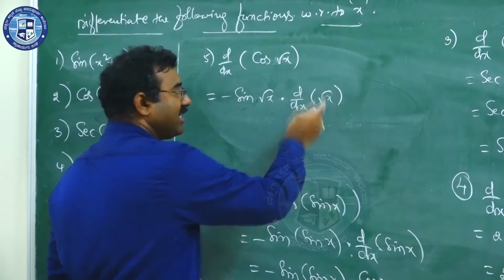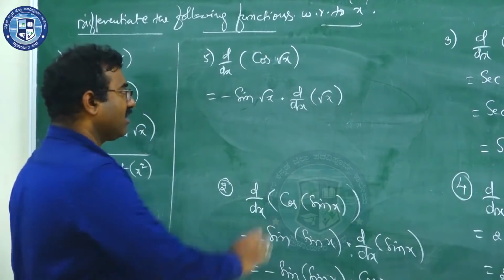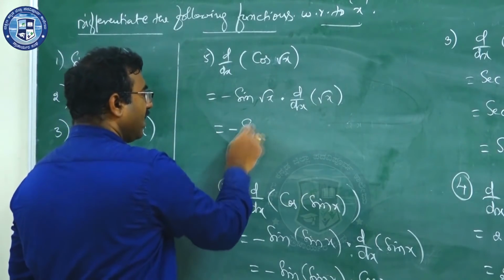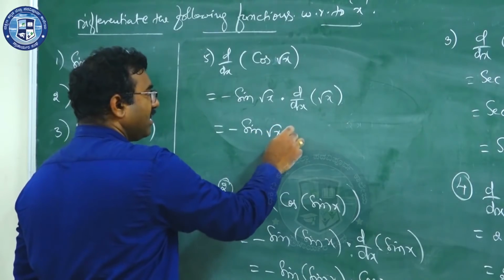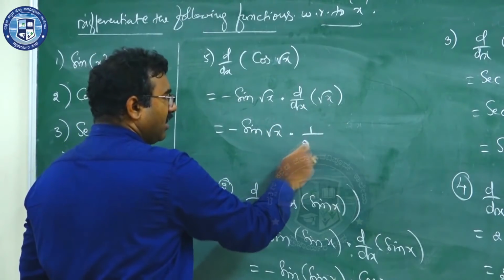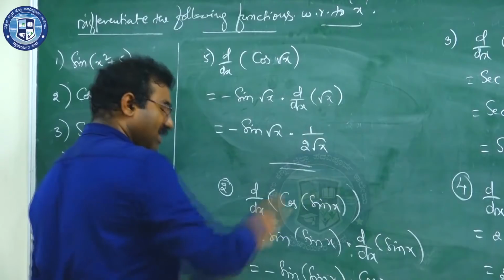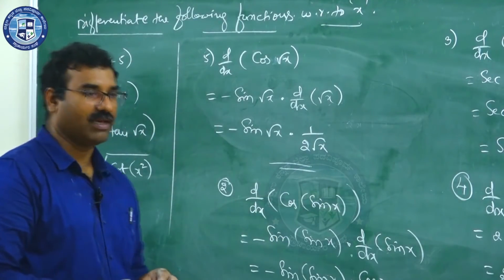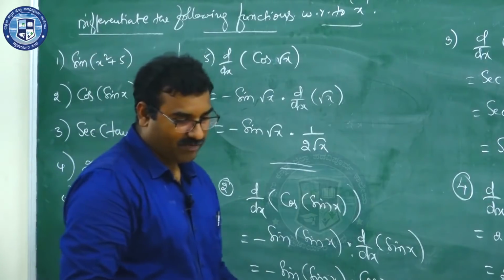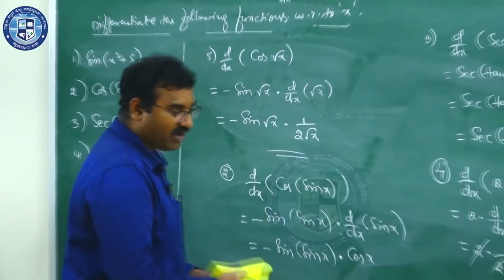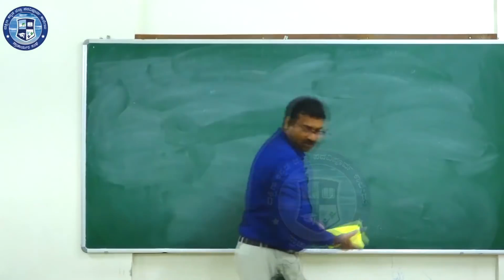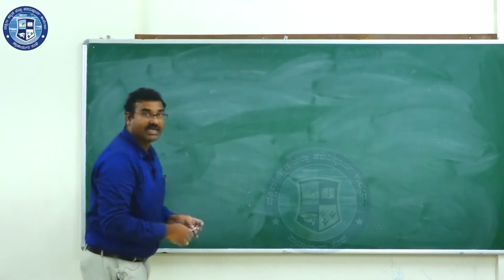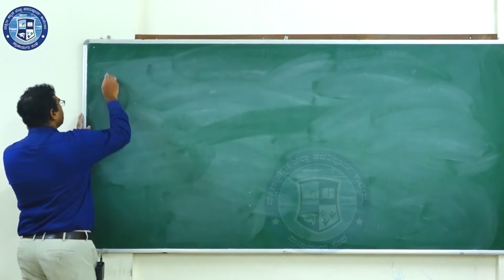So, its derivative you consider, d by dx of root x. The formula is minus sin root x into d by dx of root x, which is 1 by 2 root x. That's it. This is the answer for that. So, it's a problem based on this chain rule. Okay. And then we'll go for next, the derivative of implicit functions. So, we'll see now the derivative of implicit functions.